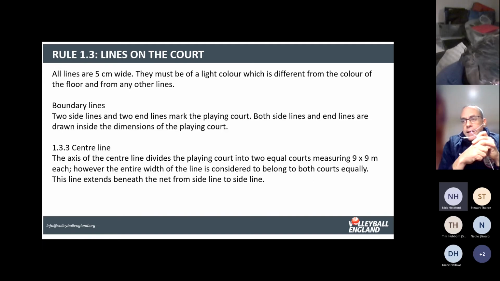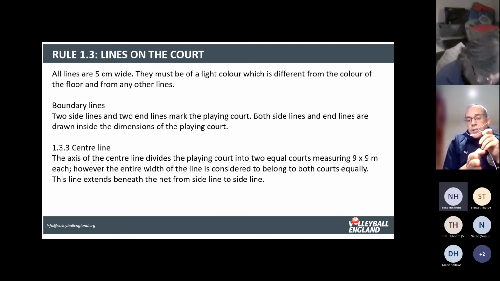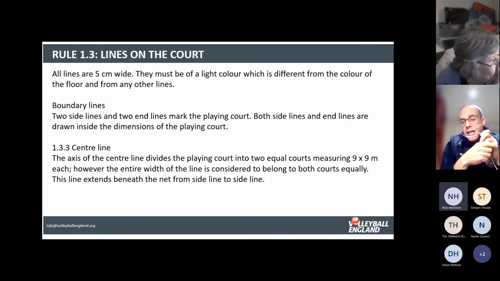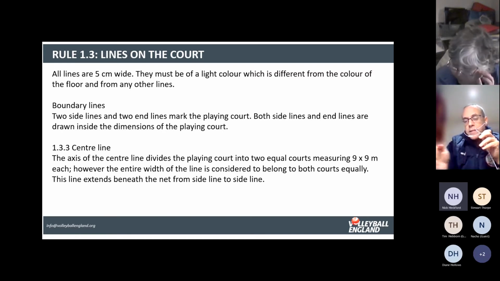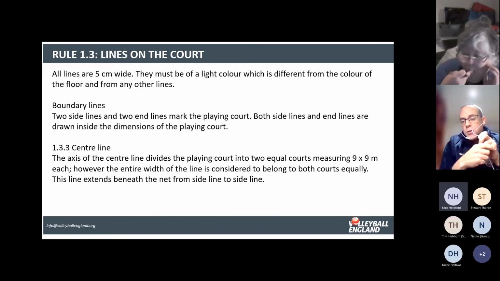So the centre line is a slight difference to this, because it's the axis that divides the two courts. It's 5 centimeters wide as well, but it is considered to belong to both courts equally. So a court A, say, of 9 meters by 9 meters, is 9 meters from the center of the center line, not from the back edge, the edge furthest away from court A, or the nearest edge of the center line. It's the middle. So 2.5 centimeters down the middle of there is an imaginary line, and that is the line that determines the 9 meters to court A and the 9 meters to court B.